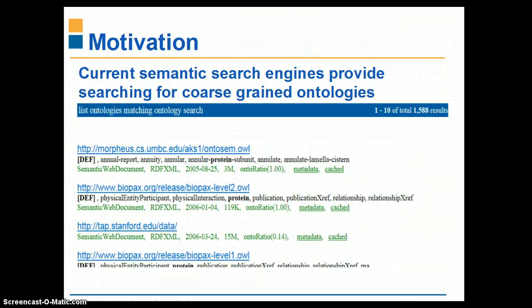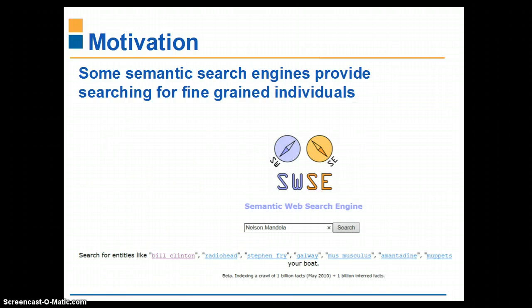The current semantic search engines provide searching for coarse-grained ontologies. What I mean is, if I want to look for an ontology in a particular domain, I can use these search interfaces, and they will return the OWL files or the RDF files corresponding to the ontology. On the other hand, there are semantic search engines which provide searching for fine-grained individuals. So for example, I want to look for information on Nelson Mandela. I can do so using these engines.